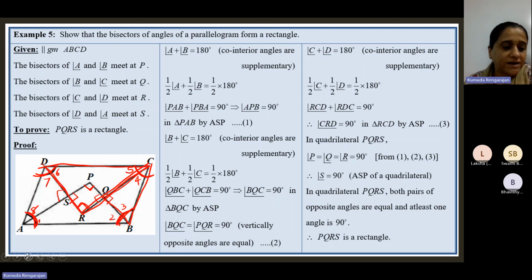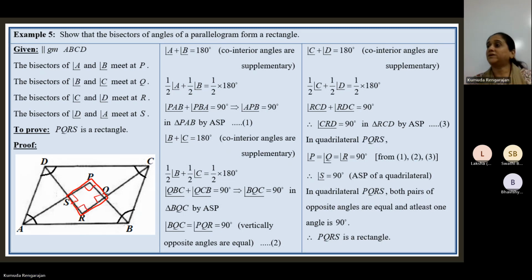Now in this quadrilateral PQRS, we have proved that every angle is a right angle, right? But you can't say every angle is a right angle, so it's a rectangle. You cannot say that. You should use the definition. So you must say that PQRS is a parallelogram because both the pairs of opposite angles are equal. Then you must say that in the parallelogram, one angle is a right angle. All are right angles, but for the definition's sake, one angle is a right angle. So it's a rectangle.